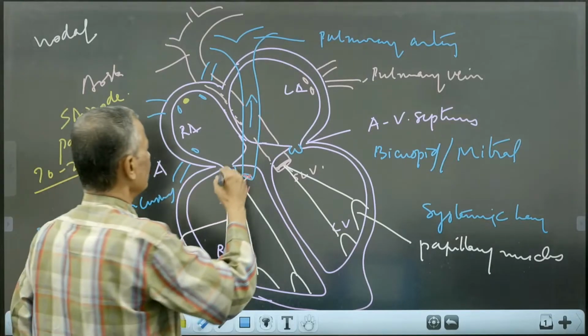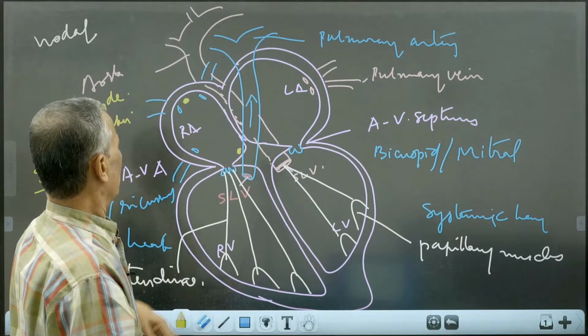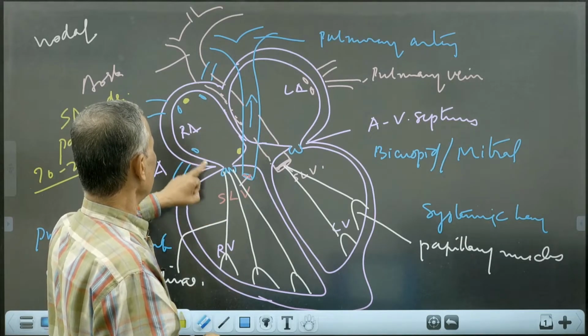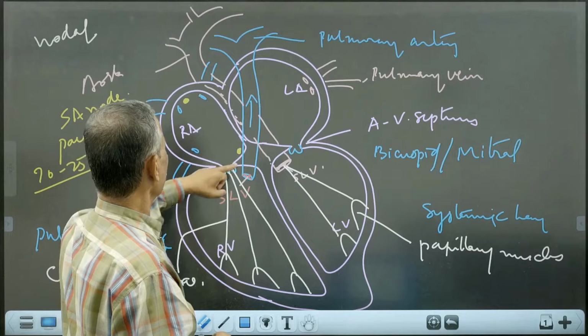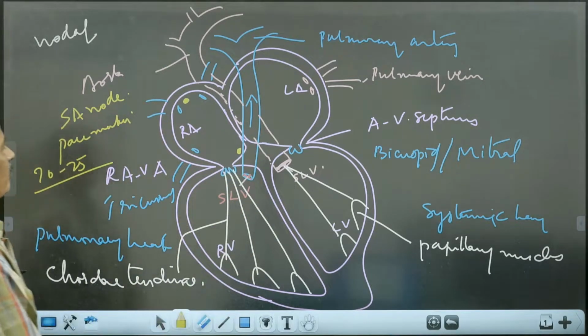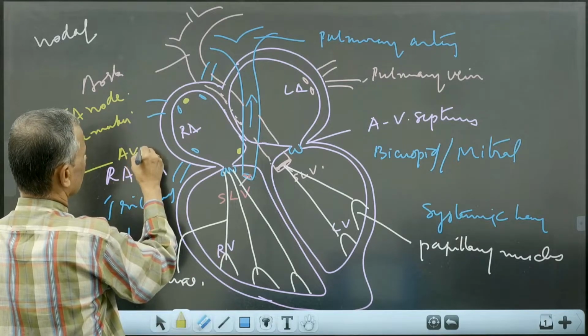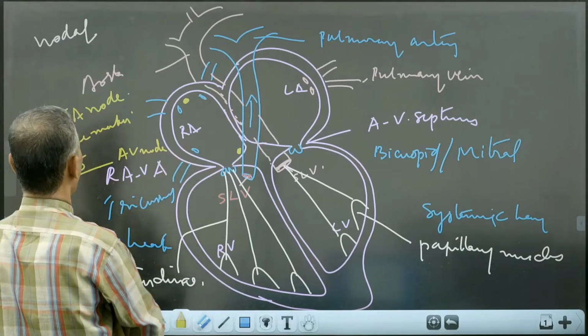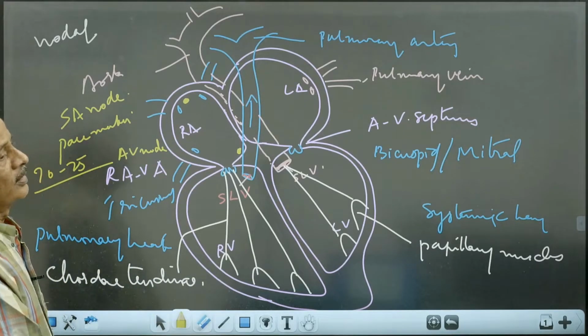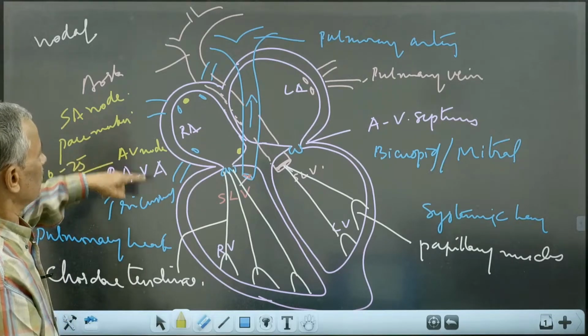There is another nodal tissue located just above the right atrioventricular septum on the extreme left side. This is called AV node. AV node is called the pace setter. So this is the pacemaker, this is the pace setter.